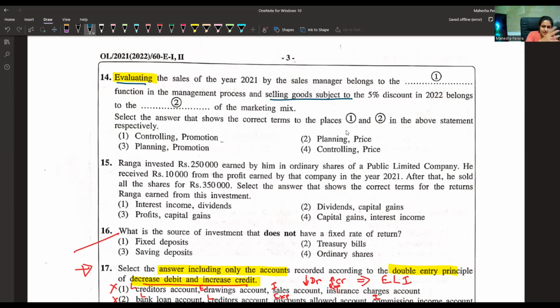හරි. එතකොට මෙතන management function එකයි marketing mix variable එකයි තියෙන්නේ. බලන්න හොඳට වචන. හරි. Selling goods subject to 5% discount. Now do you remember the discount is which variable? Discounts come under price, not promotion.